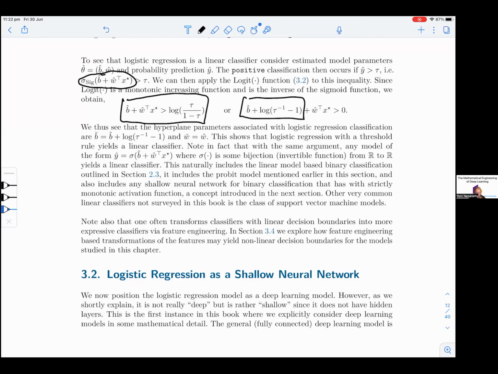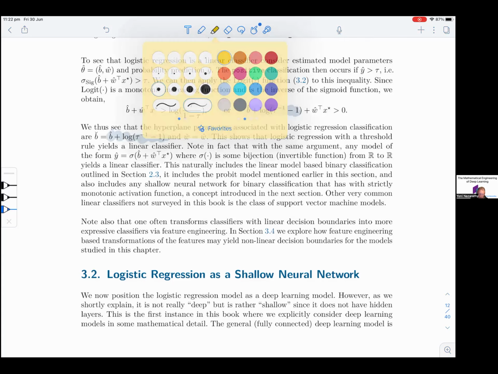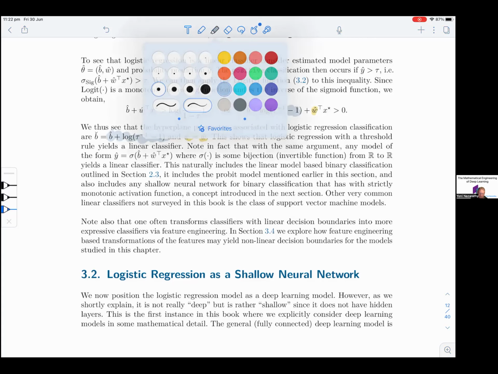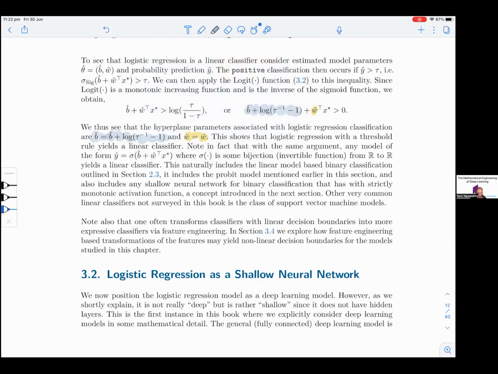We thus see that, because it's now written in the form of hyperplane parameters, the hyperplane parameters associated with the logistic regression classification are: this is your intercept for the hyperplane, and this, let's paint it in yellow, is your slope for the hyperplane. This shows that logistic regression with a threshold rule yields a linear classifier.